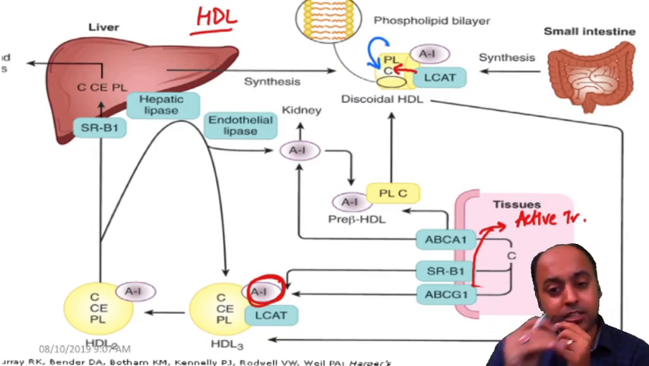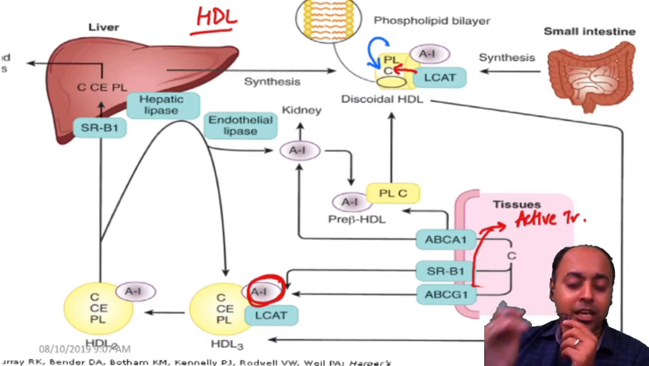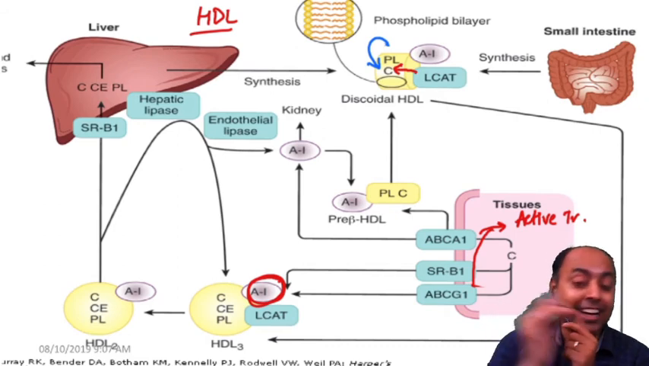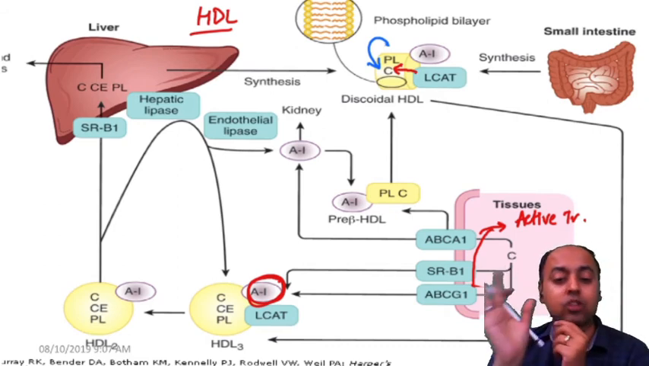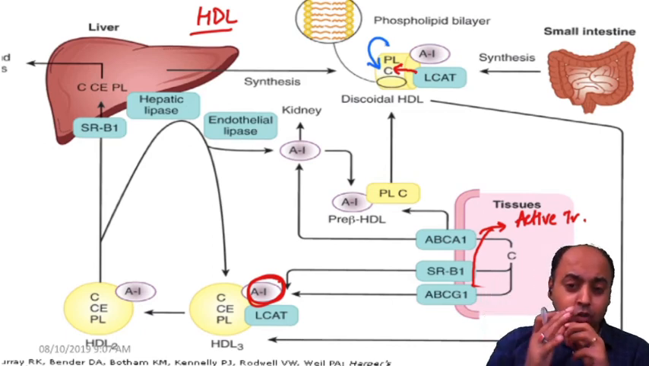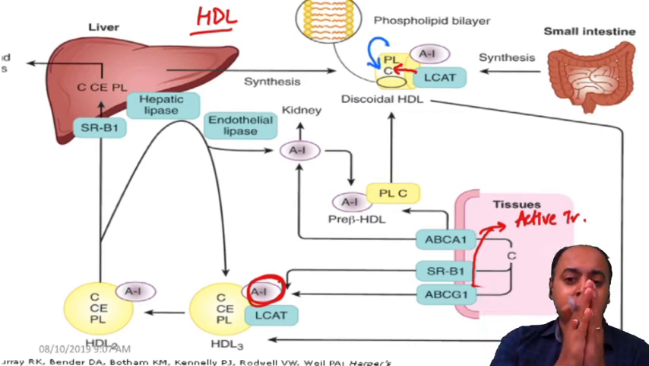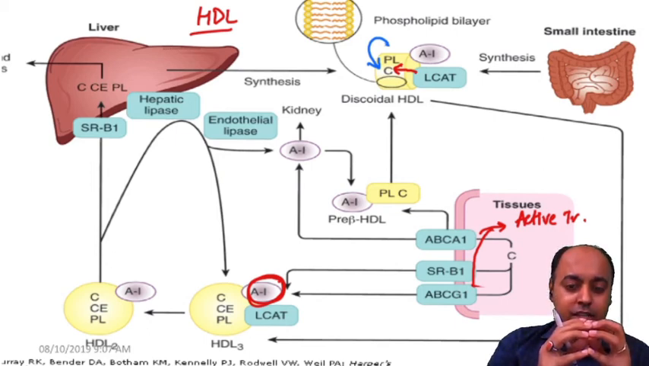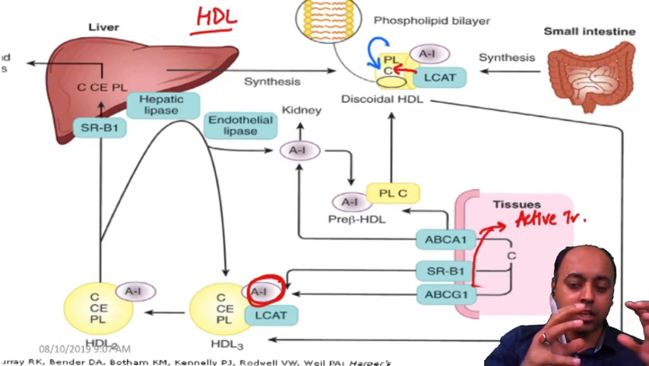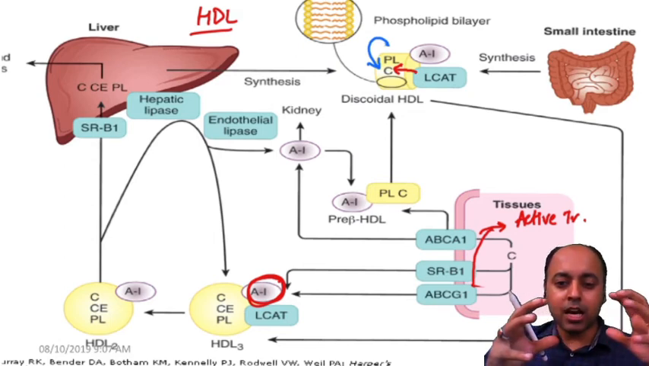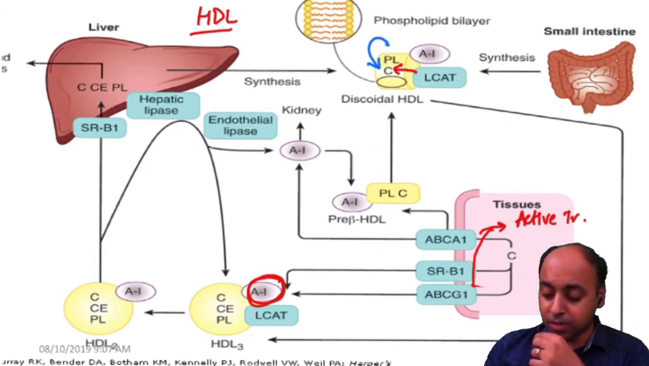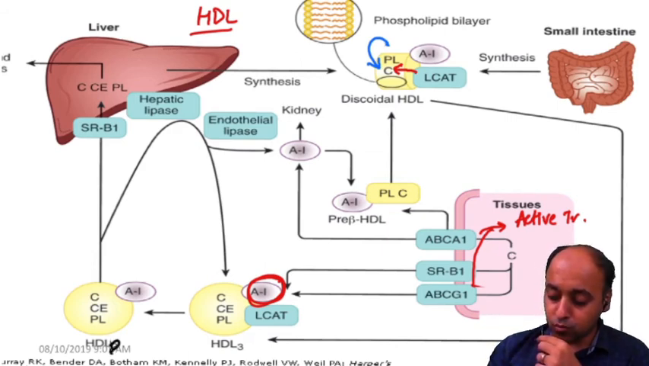So whenever the HDL3 goes to the tissue, if ABCA1 and G1 are there, they will identify the ApoA1 and they will give some cholesterol to HDL3. So what is happening? From the discoidal HDL, first we got the HDL3. Now HDL3 is receiving cholesterol which is getting converted to cholesterol ester, so the content of the core is increasing. It will keep becoming bigger and bigger in size. After some time, it forms the HDL2.